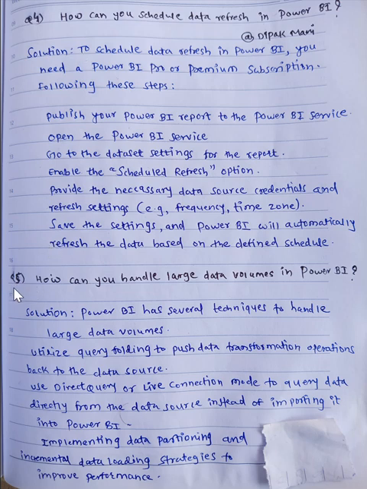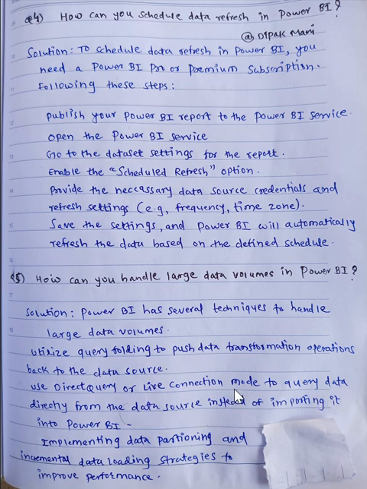Next question is how can you handle large data volumes in Power BI? You know that Power BI has several techniques to handle large data volumes. First is utilize query folding to push the data transformation operations back to the data source. You need to understand about query folding. Next, use DirectQuery mode or live connection mode to query data directly from the data source instead of importing it into Power BI.